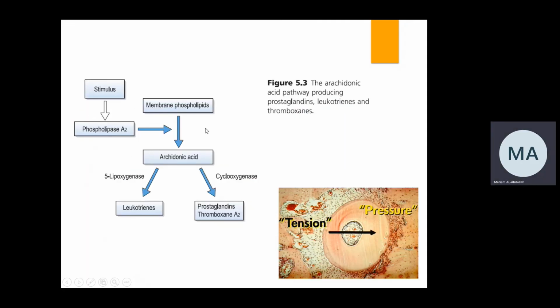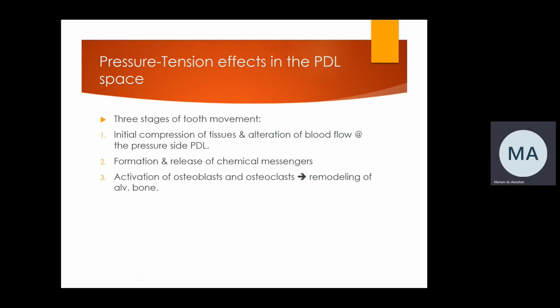So the effect of the pressure will act on the cells. As they act on the cells, what do we have? We have the membrane phospholipids. The stimulus will activate the phospholipase enzyme, and it will work on the membrane phospholipids, and it will form arachidonic acid. And these are important in the formation of leukotrienes, prostaglandins, thromboxane A2, which are important later on in tooth movement. So as you can see, the pressure and the stimulus and the mechanical disturbance of the cells can have its own cascade of events and results.